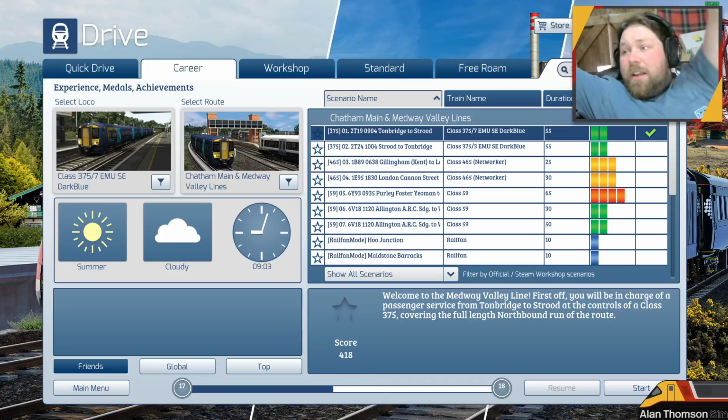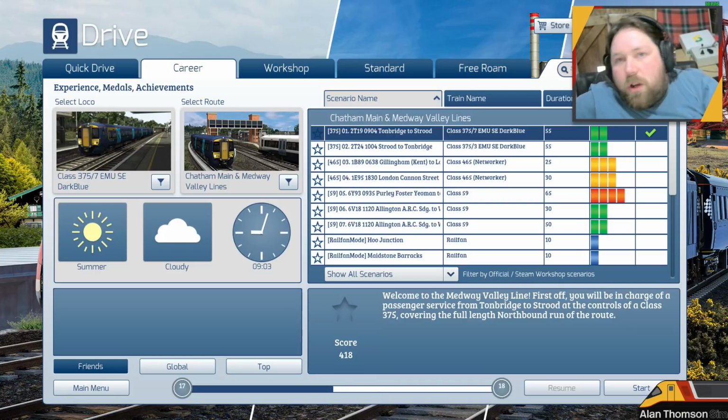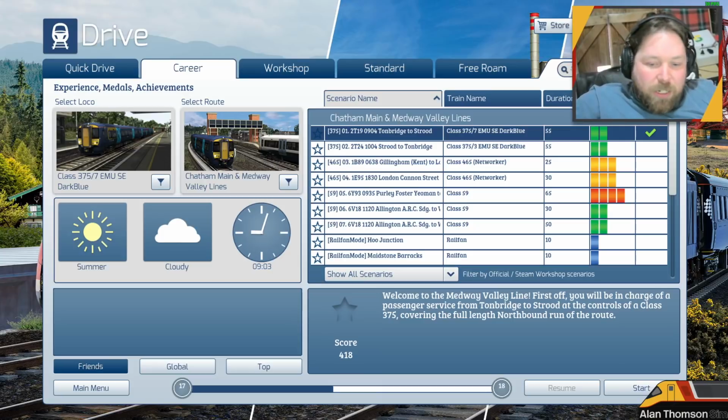This is slightly a different video than a driving video, because we're talking about the latest core update to Train Sim 2021. It's now the third. It came out on the 2nd, if I remember rightly. So this is a Train Simulator 2021 core update, 2nd of March 2021. It was yesterday this came out.